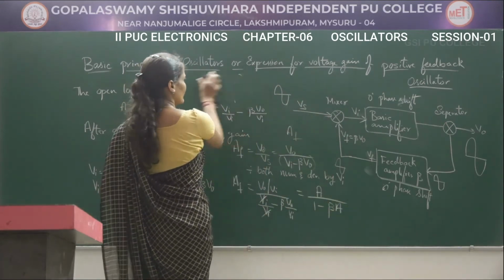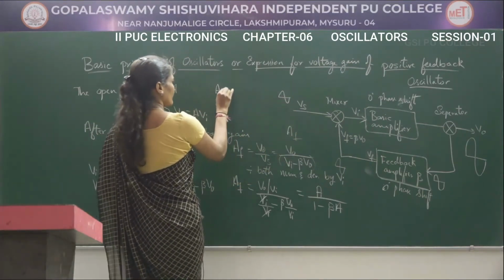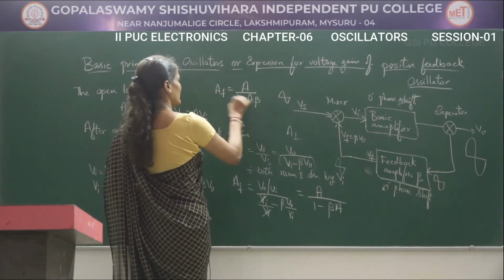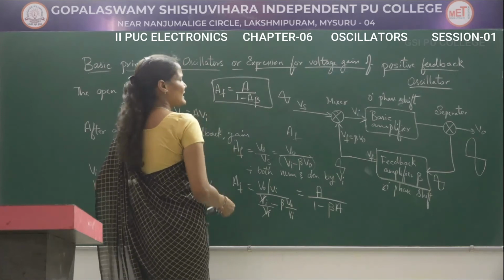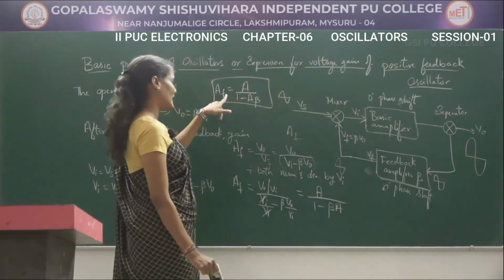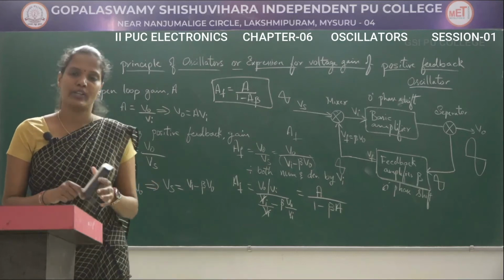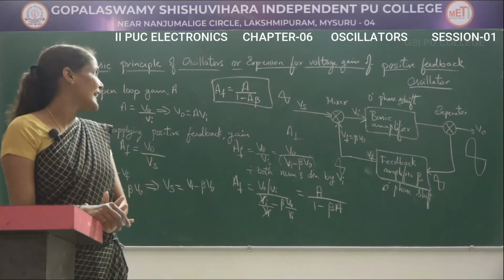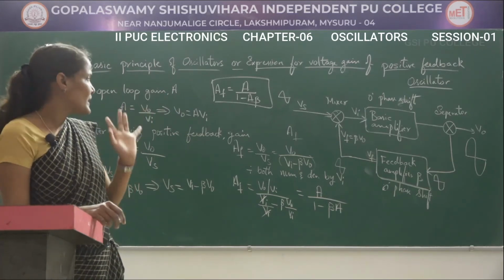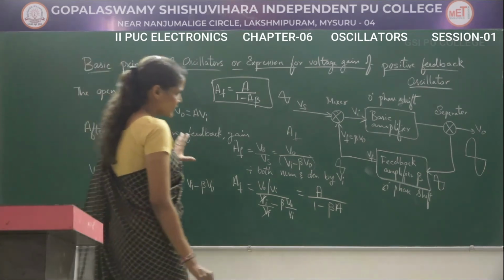So we have got this final expression, AF is equal to A divided by 1 minus A beta. So this itself is the expression for the voltage gain of a positive feedback oscillator. AF is nothing but the gain of a positive feedback oscillator, which is given as A divided by 1 minus A beta, where A is the open loop gain and beta is nothing but the feedback gain. Clear? So how do we get this particular expression?